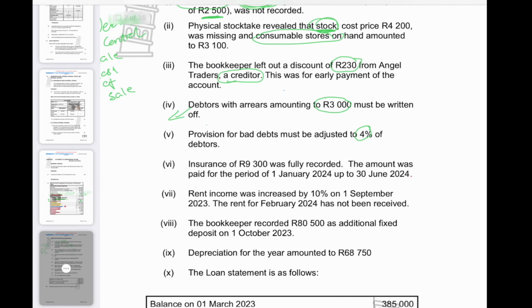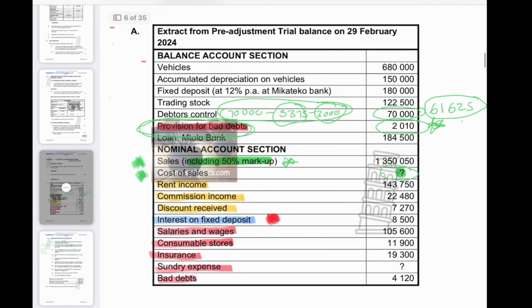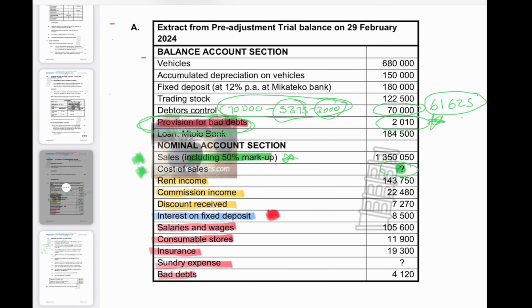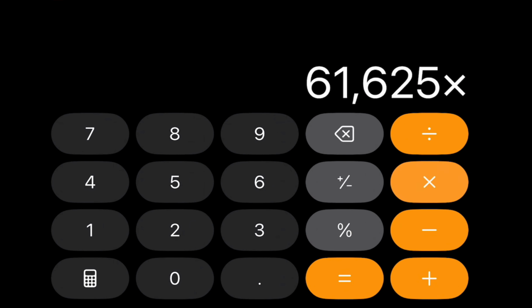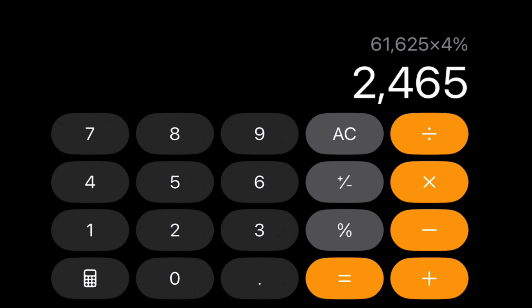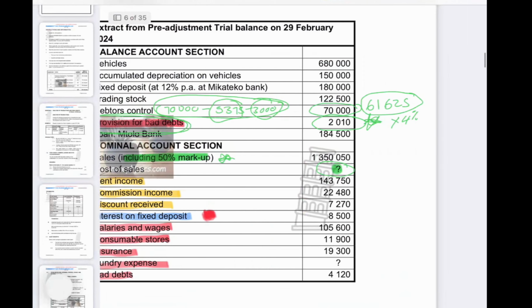Remember, they said that provision for bad debts must be adjusted to 4% of debtors. Okay, so you go to your debtors and you calculate 4% of it, which means you will say the new debtors amount multiplied by 4%. So multiplied by 4%, 2,465.